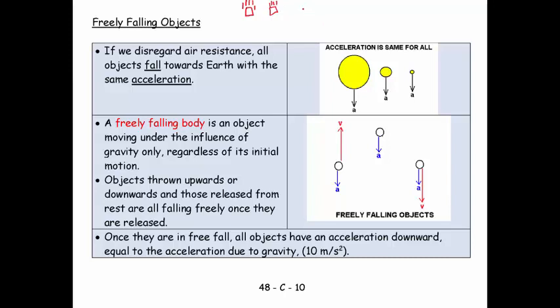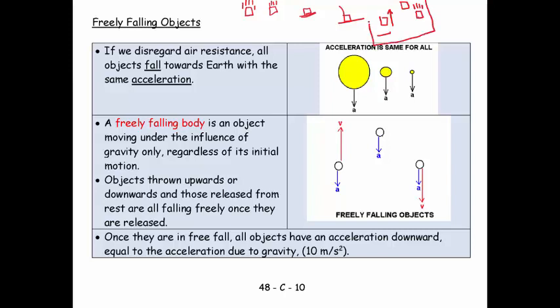If I have an object that is in my hand, that's not in free fall. If I have an object that has hit the ground, that is not in free fall. Here's the catch. If I have an object that I have thrown upwards, even though it's going upwards, it's in free fall. If the object is stationary at the top of its motion, it's still in free fall. And if the object is falling downwards in the absence of air resistance, it's still in free fall.